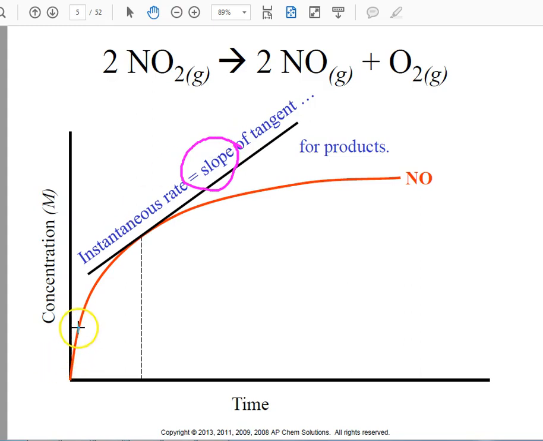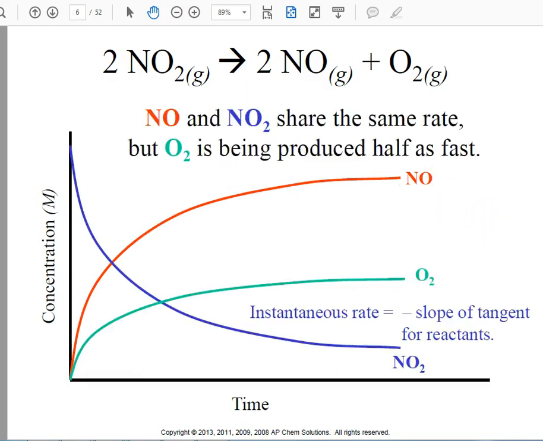So let's go down here. What if I want to know the rate at this point right here? Let's say this is 1 minute. Then I would draw a tangent line at 1 minute and find the slope of that line. You can see, though, that the slope of that line, the steepness of that line, is much greater than the slope of this line. And let's say we want to find the speed at this time. Maybe this is like 12 minutes. Draw a tangent line right there. Notice that's much flatter. So as the reaction proceeds, the speed or the slope is decreasing. And that's your instantaneous speed.